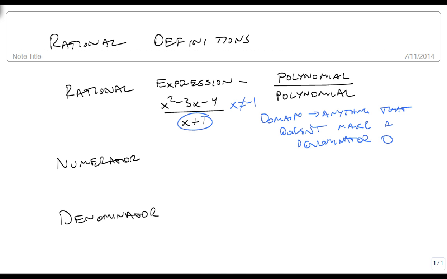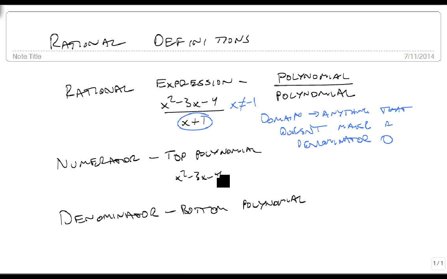Now, as we're looking at this, the numerator, just like it is with fractions, is the top polynomial. It's whatever's on top. And the denominator is the bottom polynomial. So in this case, our numerator is x squared minus 3x minus 4, and our denominator would be x plus 1. And for any given rational that we're dealing with, we can figure this out.